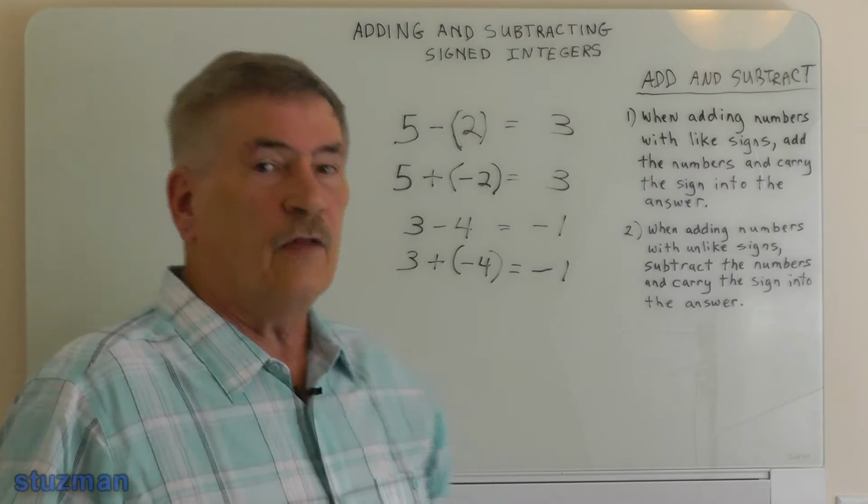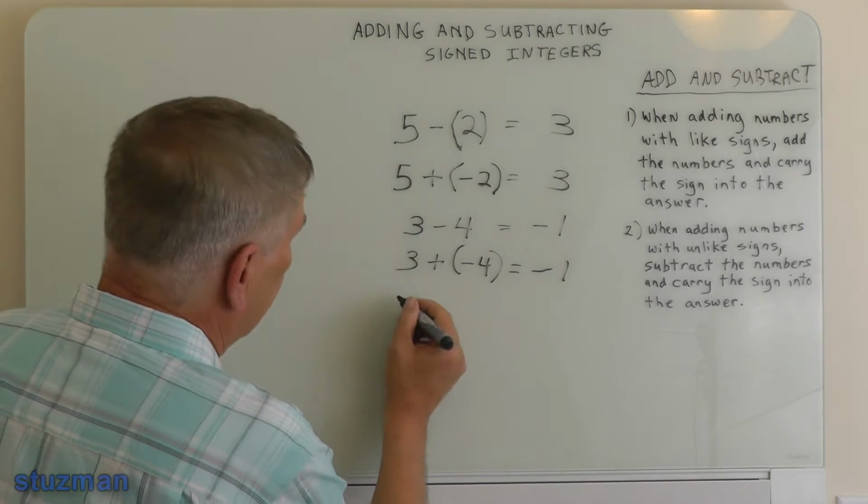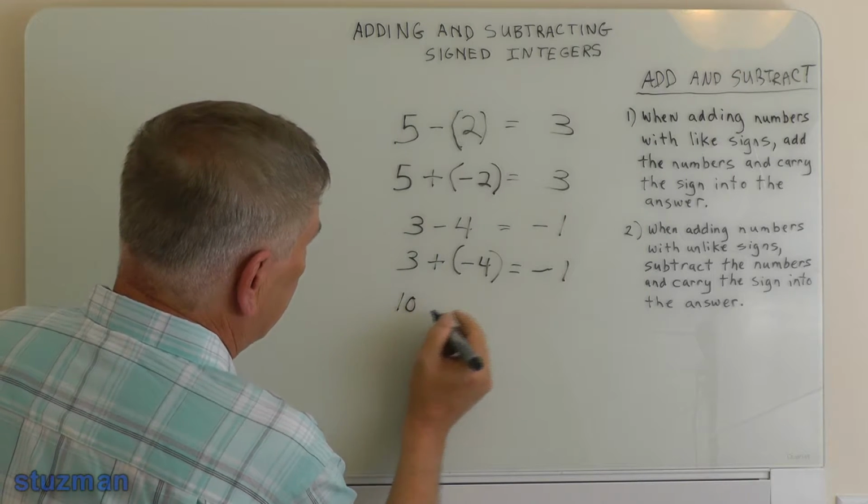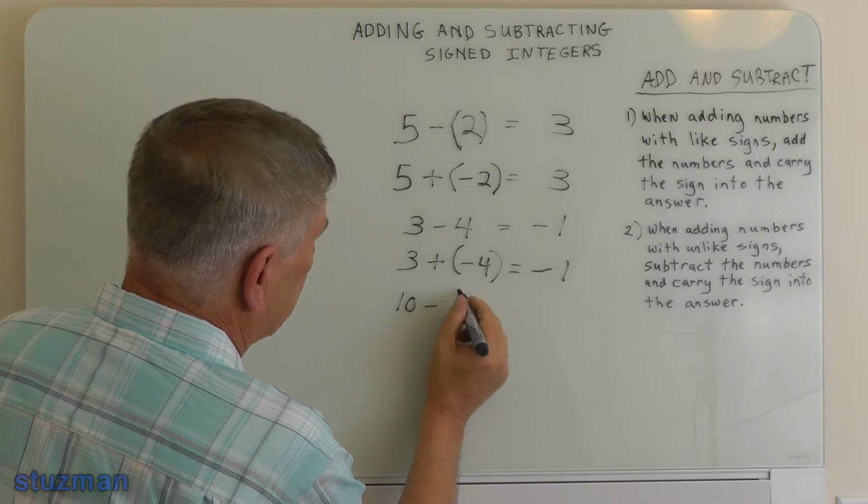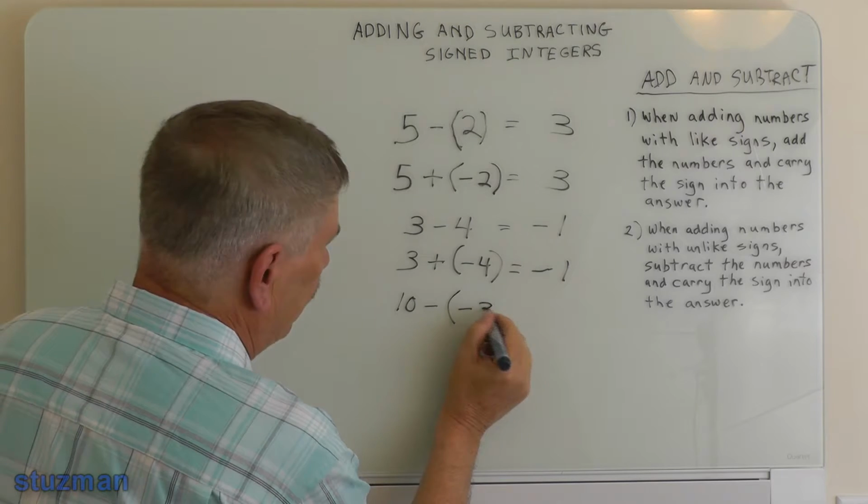All right, let's look at another example. Let's say we had 10 minus a minus 3.